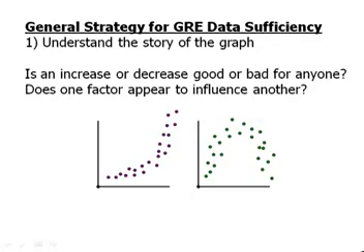You could also analyze, is an increase or decrease good or bad for anyone? We talked about that a little bit. And does one factor appear to influence another? Well, this is interesting. For example, if we look at the graph on the left, as this variable, whatever that is, increases, this one increases at a slow rate, and at a certain point it just shoots up. So that's very interesting, and it definitely appears that one is influencing the other.